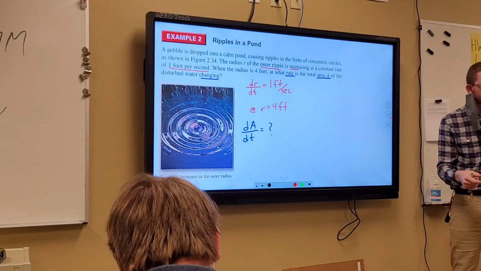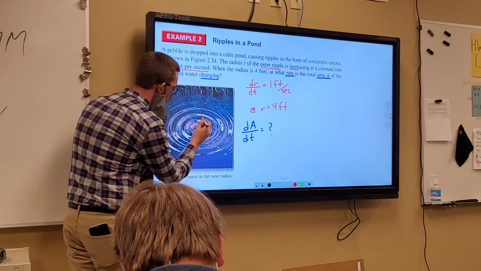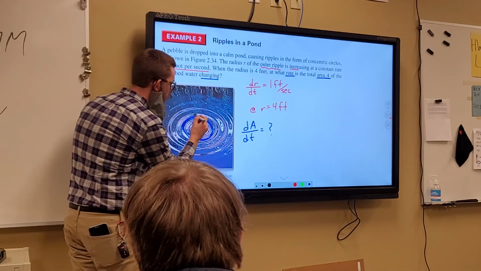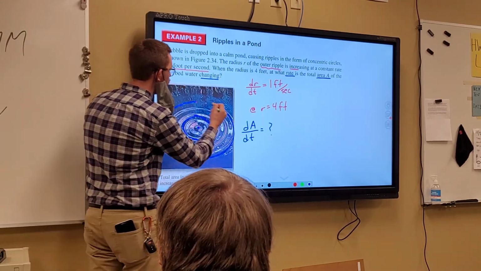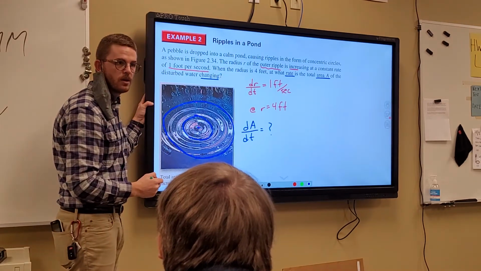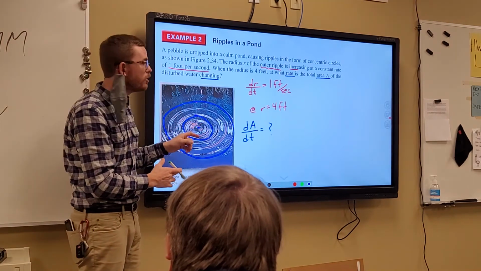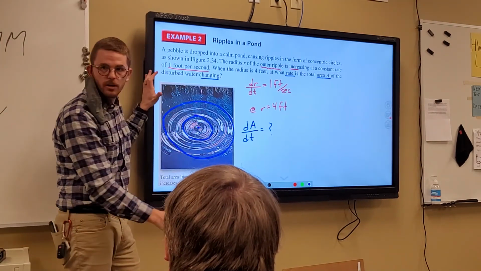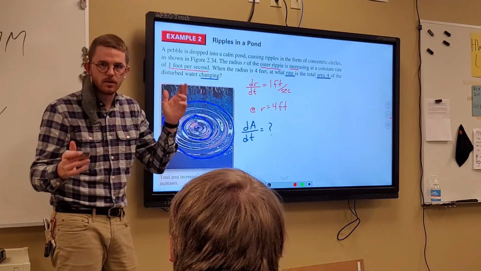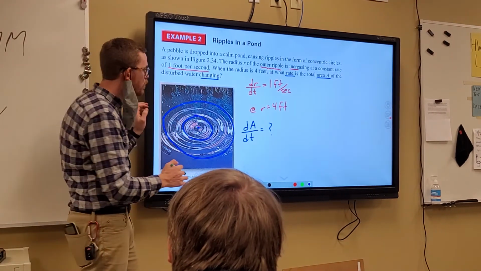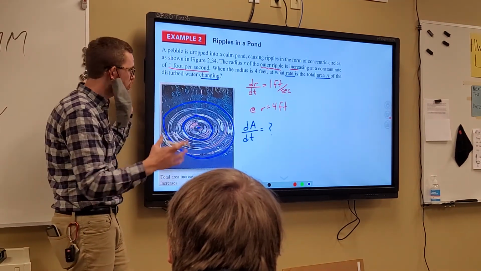That's our goal. So again, when there's only 1 foot radius, there's a small area. But we're looking at this moment when there's a 4 foot radius. And we could find the area right there, clearly it would just be 16 pi, but we want to know the rate at which that area is changing. That's our situation.